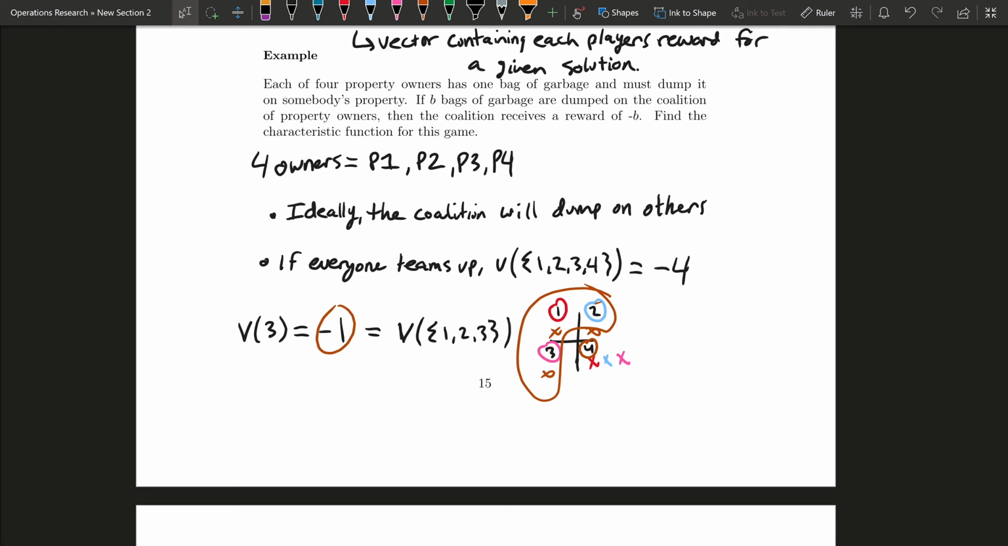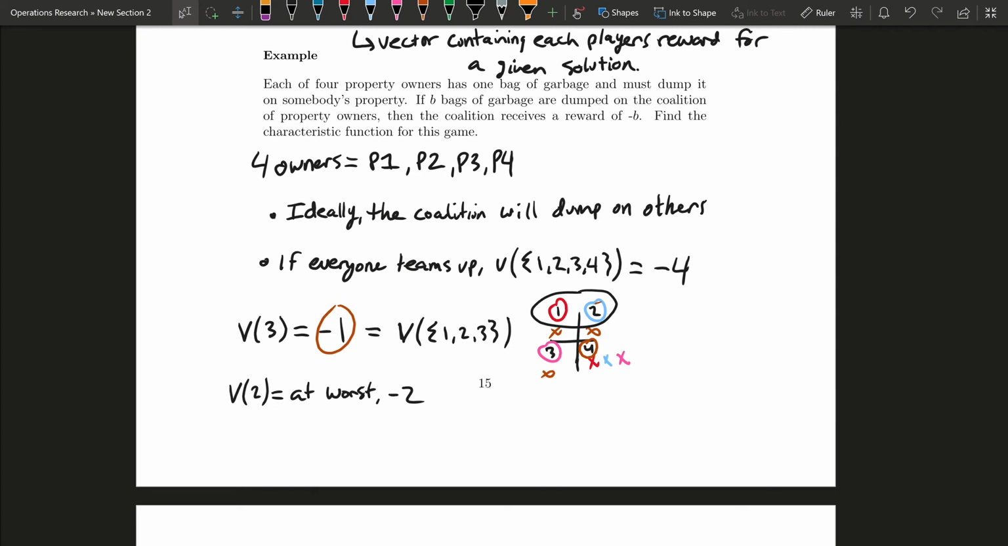So then the next logical step would be to say if we have a team of 2, then we're going to have, at worst, a score of -2. So that would be like if we had player 1 and 2 up here working together.